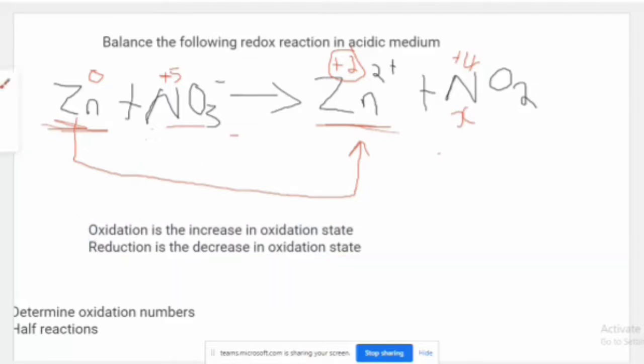So in actual sense here, zinc is undergoing oxidation, all right? Because there is an increase in the oxidation state from 0 to +2. This is oxidation. If you look at nitrogen here, the oxidation state is +5. Then here, the oxidation state is +4. So this is reduction. So these are going to be the two half equations. So we're going to have the oxidation half equation and the reduction half equation.